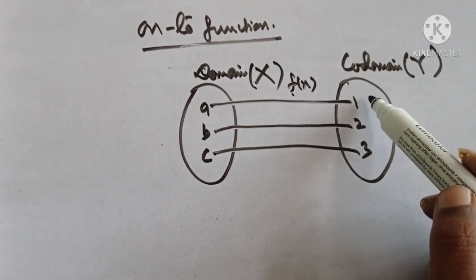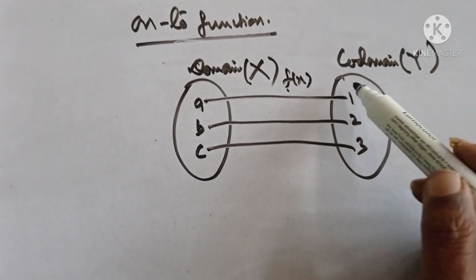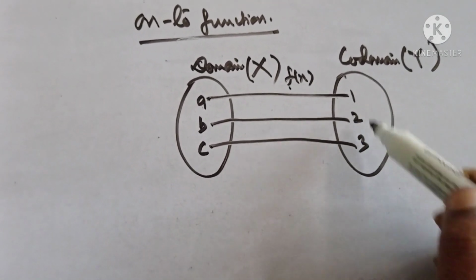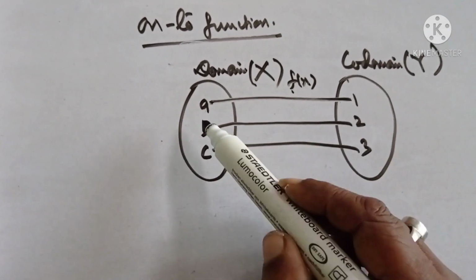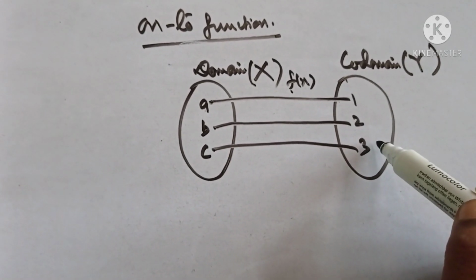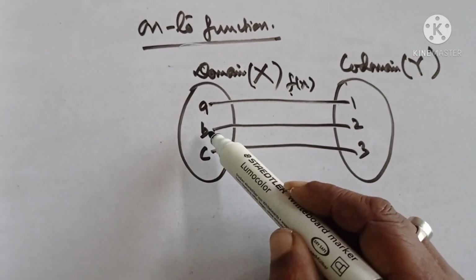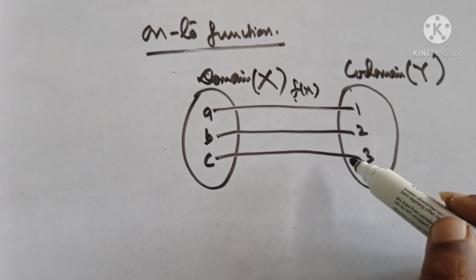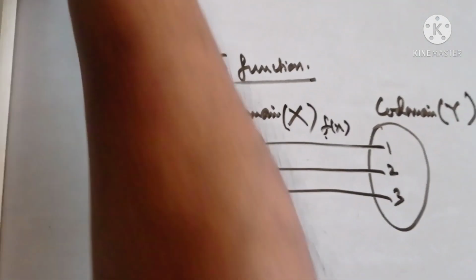That means every element of your codomain is booked. No one is free. Every element is related to the domain X. When every element of your codomain is related to your X, then this is an onto function. So this is all about one one function and onto function.